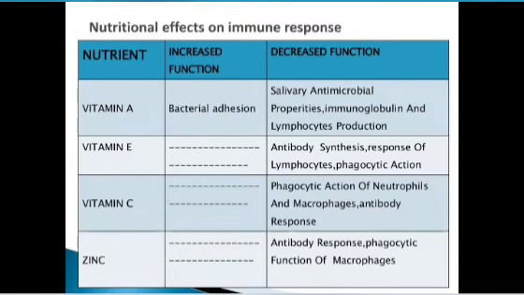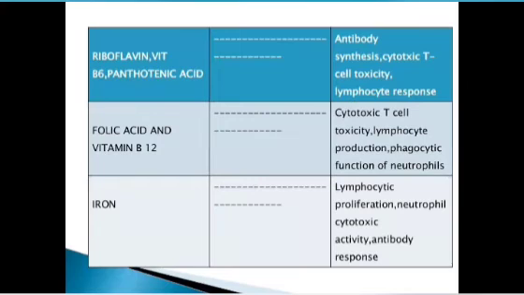Nutritional effect on immune response. Vitamin A: decreased function in bacterial adhesion and salivary antimicrobial properties; immunoglobulin and lymphocyte production decreased. In vitamin E deficiency, there is decreased antibody synthesis, lymphocyte response, and phagocytic action. For vitamin C, phagocytic action of neutrophils and macrophages is decreased, and antibody response is also decreased. If zinc is not present sufficiently, antibody response is decreased, and fibrocytic function of macrophages is also decreased.